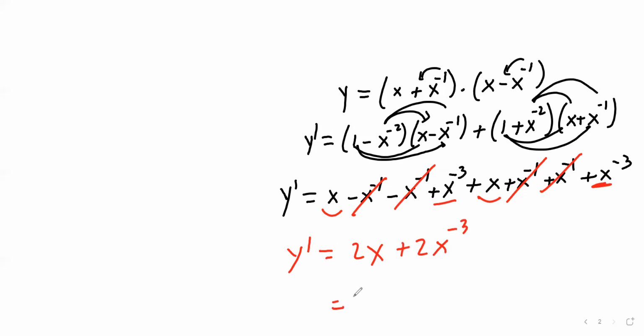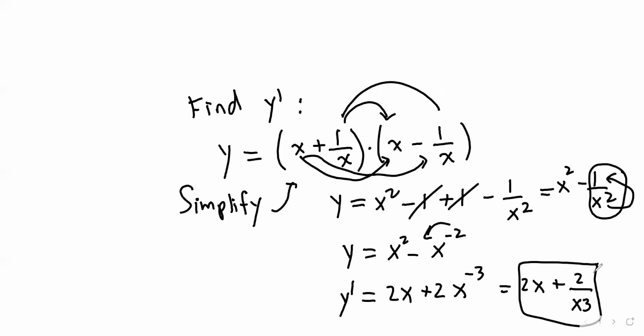You see, we get the same exact thing. So this is 2x plus 2 over x cubed. That's exactly what we had over here. But this is a lot simpler, of course. You have to think of this as you practice more. This thing will be more apparent to you. So that's it.